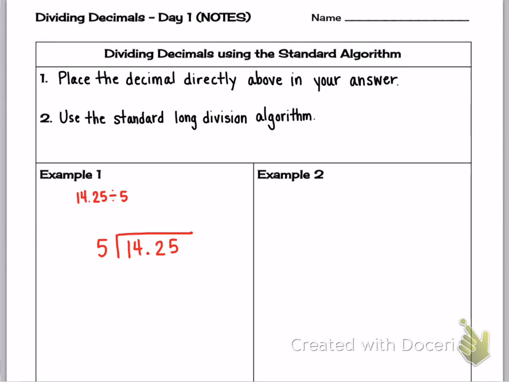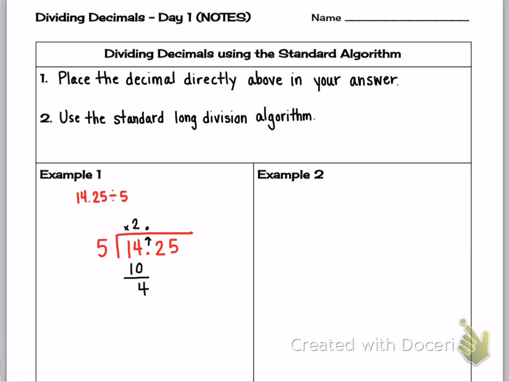The first step says to put your decimal straight up in your answer. So I'm going to do that. That means my decimal is going to go directly in the spot above the division bar. And then I'm going to do regular long division into this problem, kind of just working past the decimal when I get to that point. So 5 does not go into 1, so we don't have a number there. 5 goes into 14 2 times, that's 10.